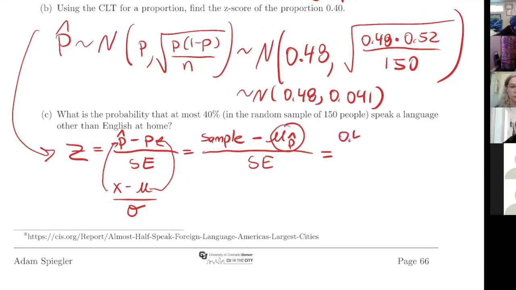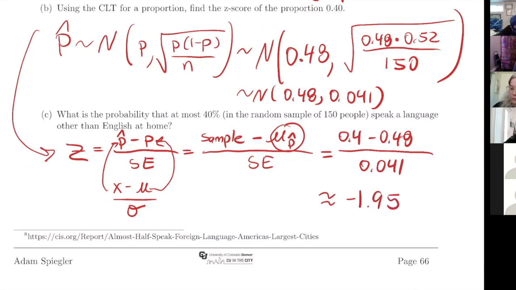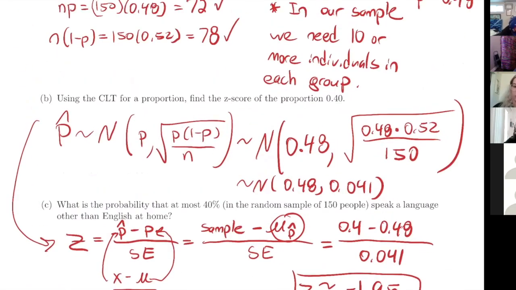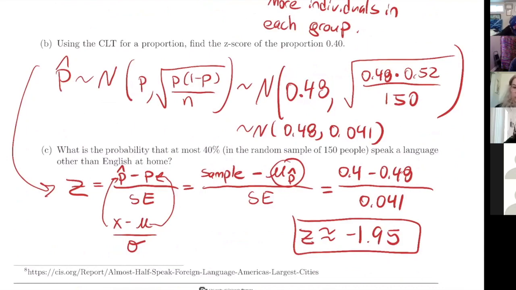So here we've got 0.4 minus 0.48 all over our standard error, which comes out to about minus 1.95, minus 1.96, somewhere in that realm. Any questions?